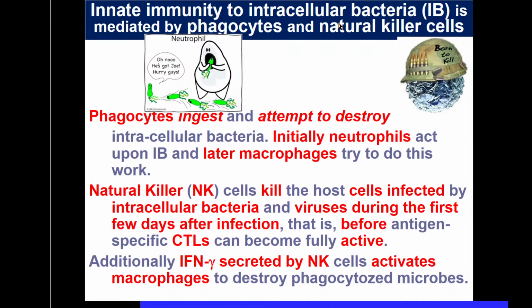Innate immunity mechanisms in the struggle against intracellular bacteria are phagocytosis by the neutrophils and phagocytosis and activation of the macrophages. The third cells involved in the innate immunity to intracellular bacteria are natural killers. Natural killer cells kill the host cells infected by intracellular bacteria and viruses, of course, and other intracellular parasites, fungi.